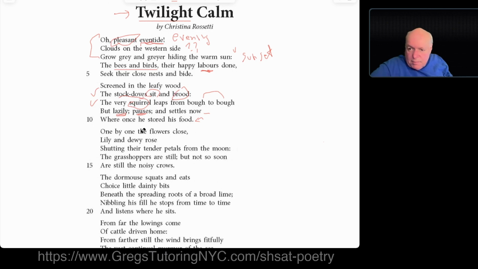"Lily and dewy rose." Dewy means it's kind of getting moist from the end of the day. The humidity is gathering on the rose, "shutting their tender petals from the moon." So this is a little poetic, but the sun is not beating on the rose anymore, so it's closing up to go to sleep, so to speak. Okay. "The grasshopper," so it brings an animal in. So we noticed they're mentioning animals, but they also mentioned the flowers. So things are preparing for evening time or maybe sleep time. Let's see where this kind of goes.